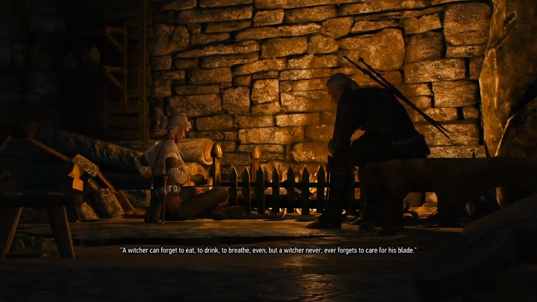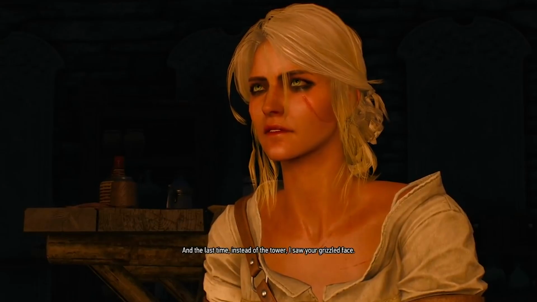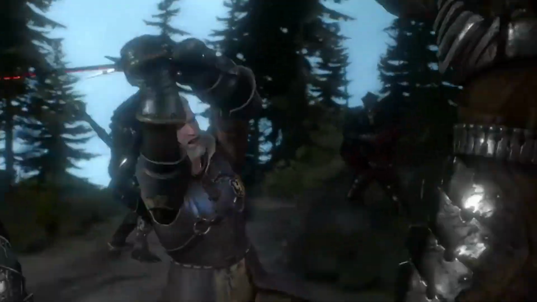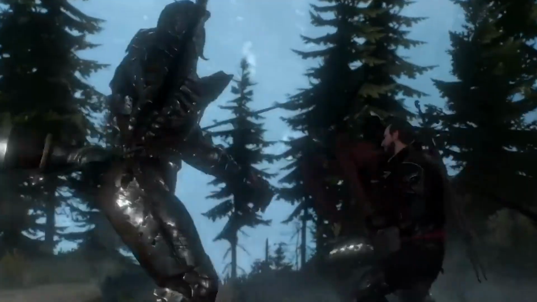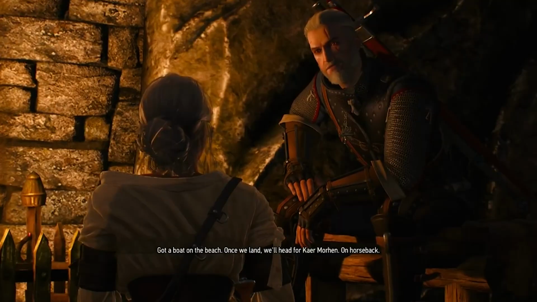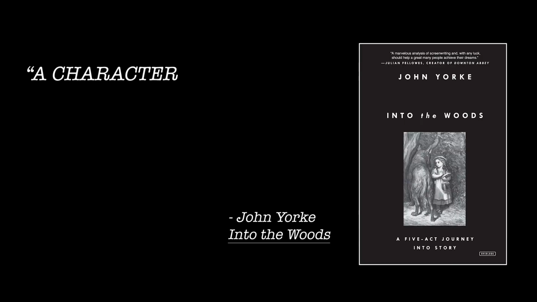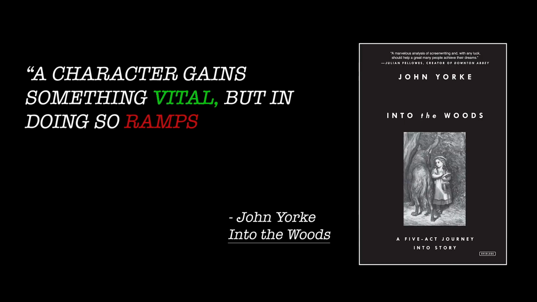Up to this point, the central conflict was about finding Ciri. From this point forward, the story shifts to stopping the Wild Hunt. Geralt's pursuit of Ciri turns into a high-stakes battle to stop the Wild Hunt from finding her and kickstarting the apocalypse. The moment on the Isle of Mists is a positive moment with something much darker right behind it. A character gains something vital, but in doing so ramps up the danger around them.